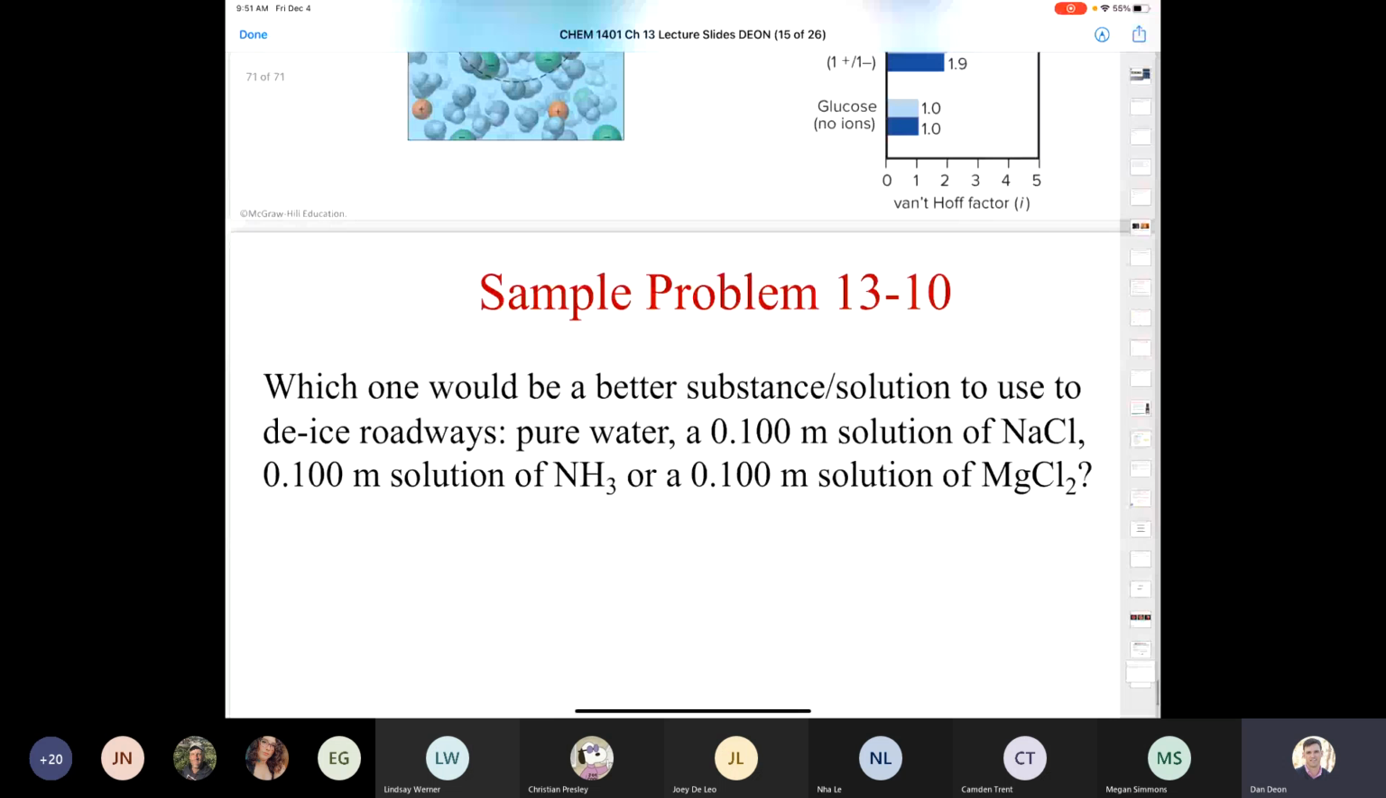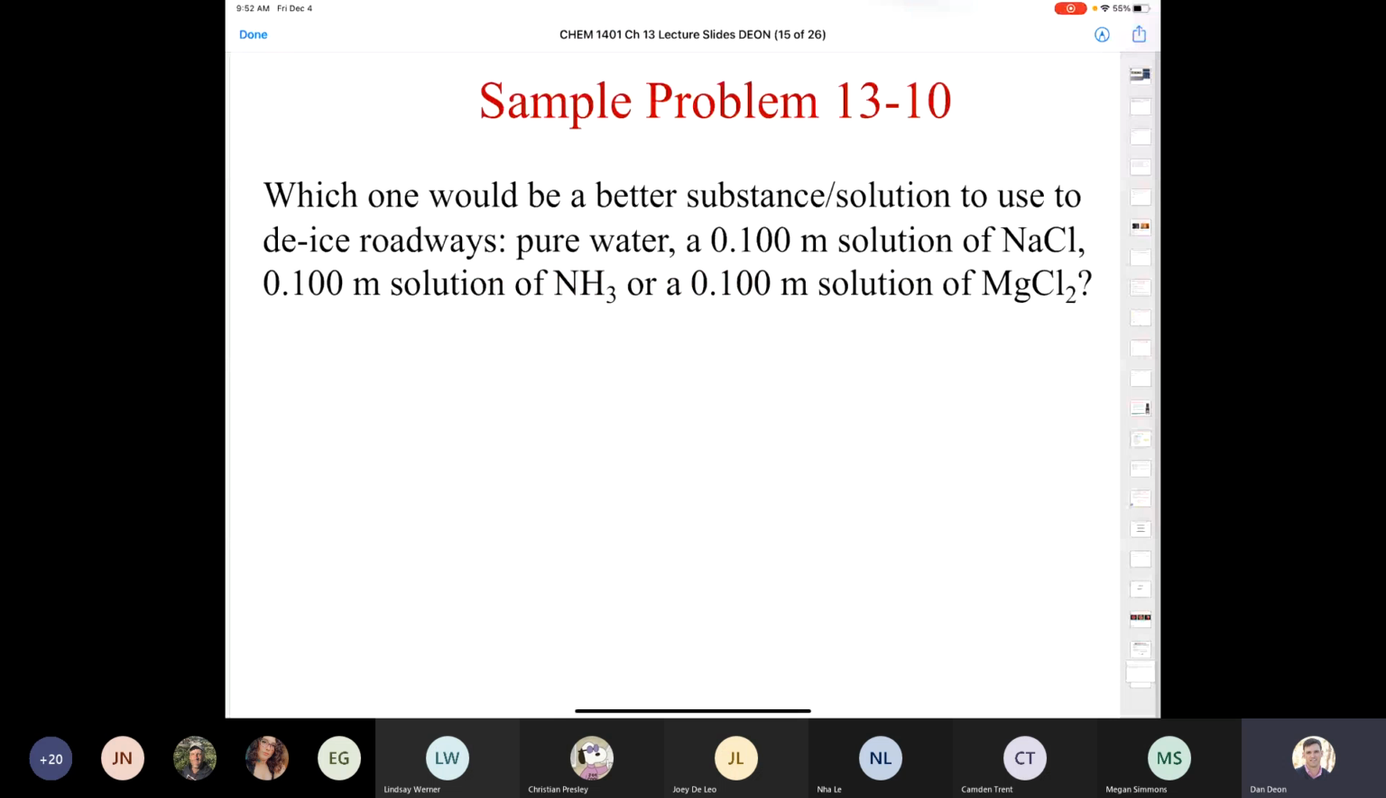But look, this is a good problem. It's a really good problem. This is kind of a conceptual problem. If you understand colligative properties, you should be able to solve this problem, no math, even though there's a bunch of numbers in here. Look, it says which one would be a better substance or solution to use to de-ice roadways? A 0.1 molal solution of sodium chloride, pure water, a 0.1 molal solution of ammonia, or a 0.1 molal solution of magnesium chloride.